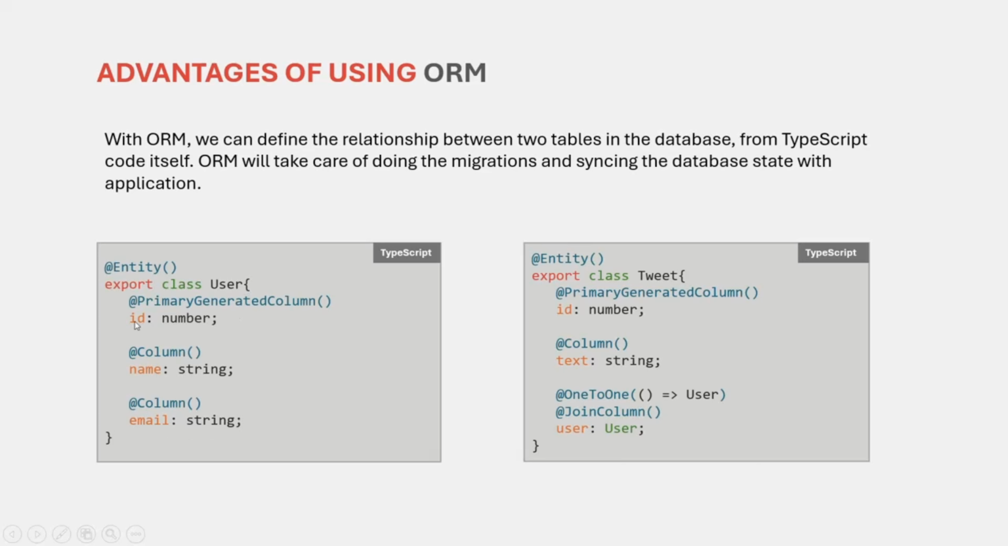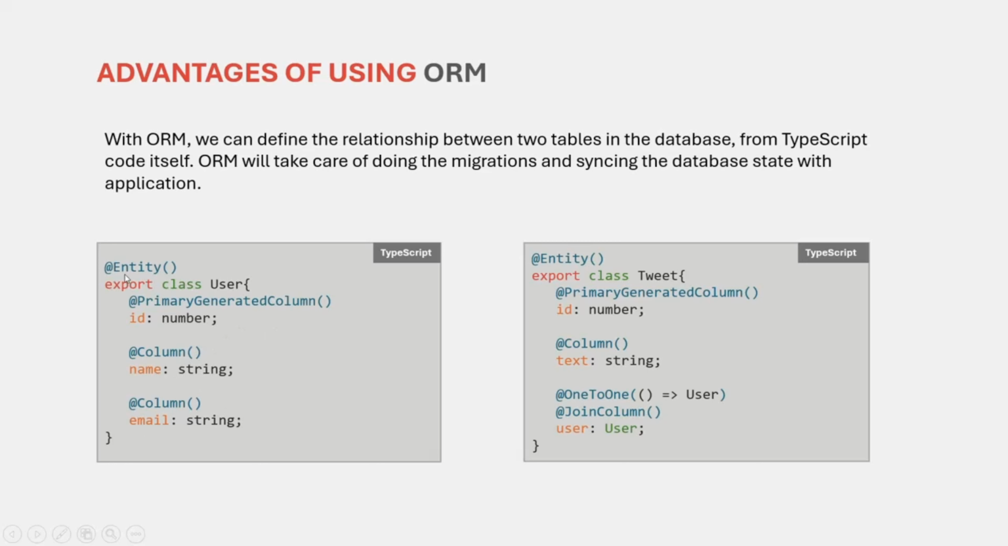So for example, we want an ID column in the user table, and that ID column should be a primary column. It should have primary keys, and it should be auto generated. We should not be providing the value for the ID column. It should be auto generated. For that we are decorating it with PrimaryGeneratedColumn, and other columns should be normal columns. So we are simply decorating them with the @Column decorator.